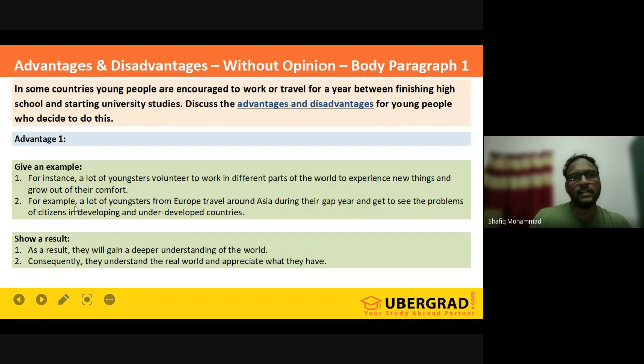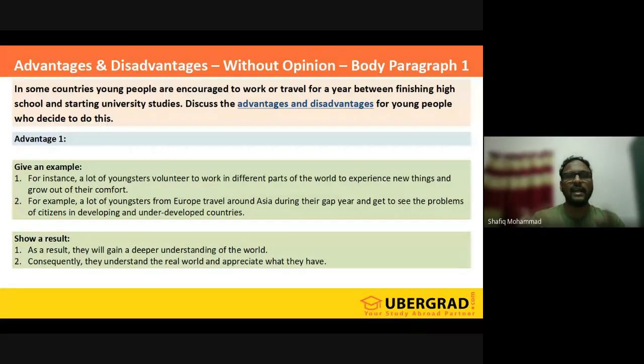For example, a lot of youngsters from Europe travel around Asia during their gap year and get to see the problems of citizens in developing and underdeveloped countries. So, students from some developed countries come to some countries in Asia, and they see how people are struggling with things and how well equipped they are back in their home country. So they'll realize this. That's what he's saying. Such a nice example, isn't it?